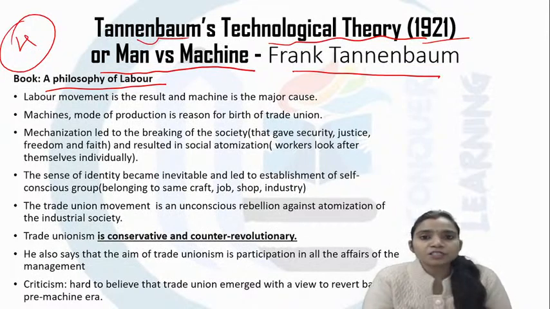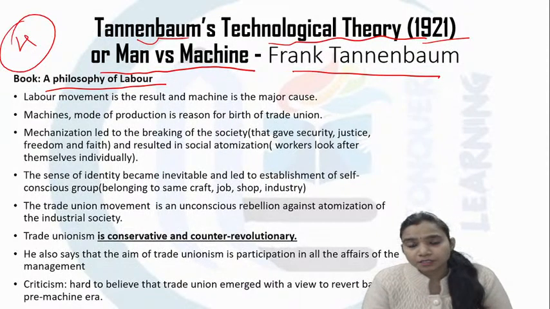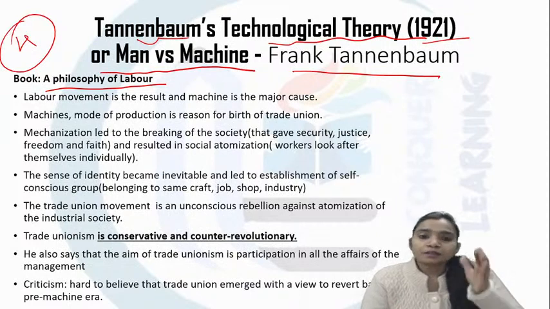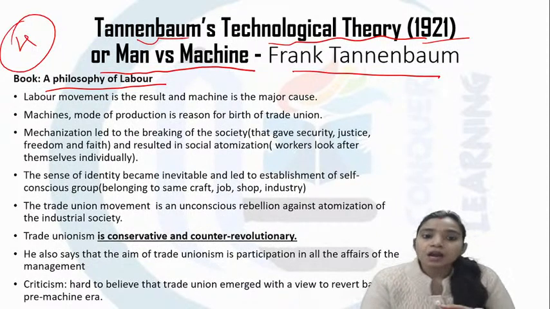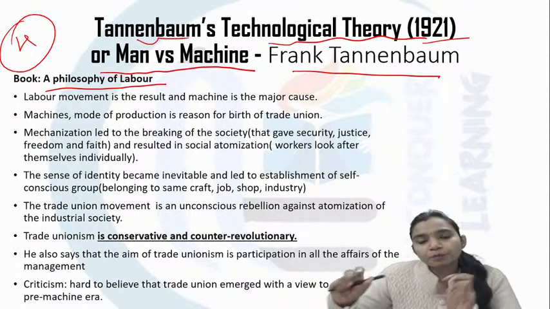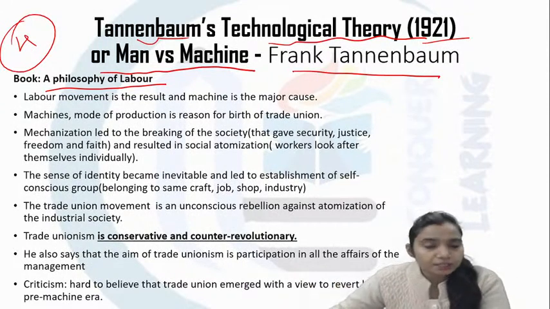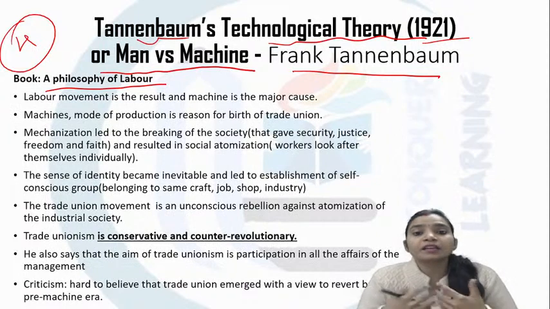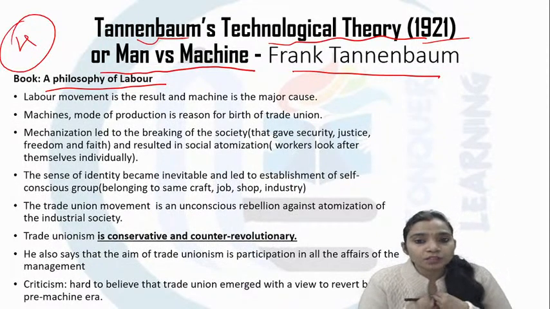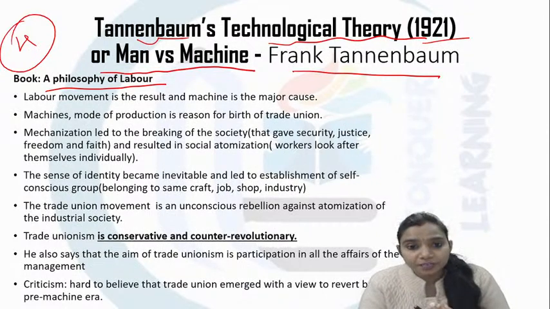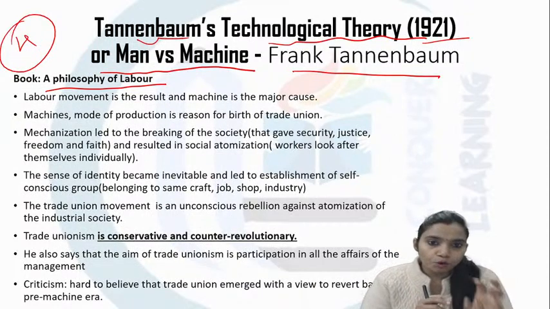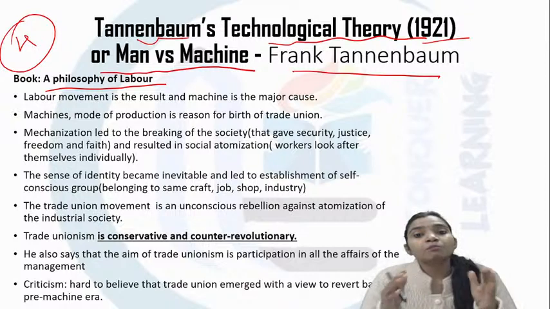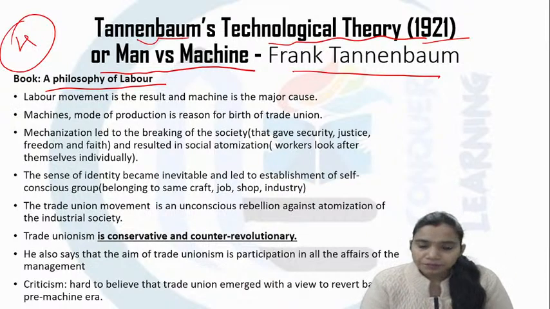Why? Because machines started replacing labor. As they started replacing labor, the laborers became more conscious. So according to him, the labor movement or trade union is the result and machine is the cause. Because of mechanization, because of the machines, trade unions were formed. When the laborers became insecure about their security, justice and freedom, they came together and formed the trade union. So it is the machines, the mode of production, which is the reason for the birth of the trade union, according to Tannenbaum, right?